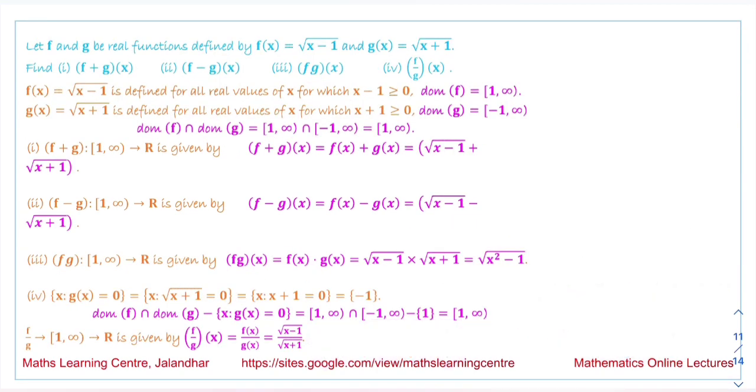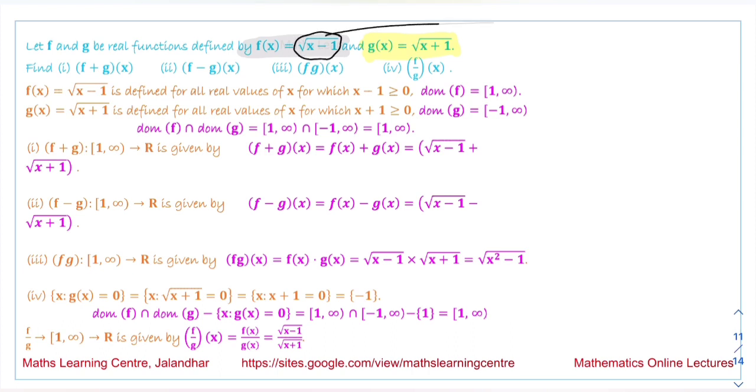Next we have two real functions f and g defined by f(x) equal to square root of x minus 1 and g(x) equal to square root of x plus 1. First of all, we have to write the domain of these functions.